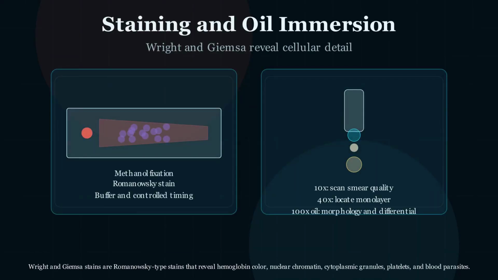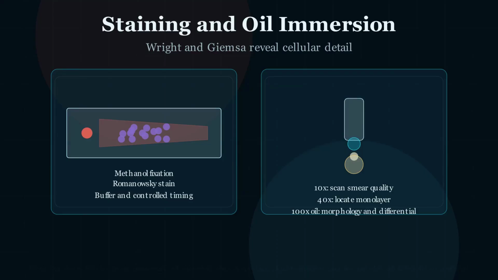Wright and Giemsa stains are Romanowsky-type stains that reveal hemoglobin color, nuclear chromatin, cytoplasmic granules, platelets, and blood parasites. Microscopy moves from low-power assessment to oil immersion, where morphology, platelet estimation, parasites, and white cell differential are confirmed.